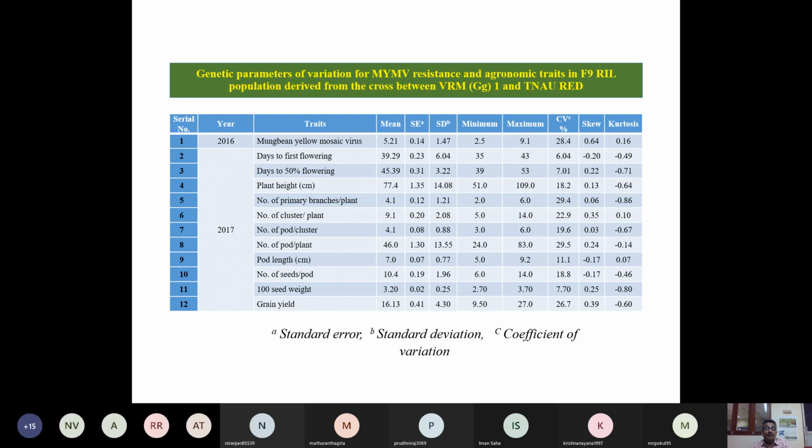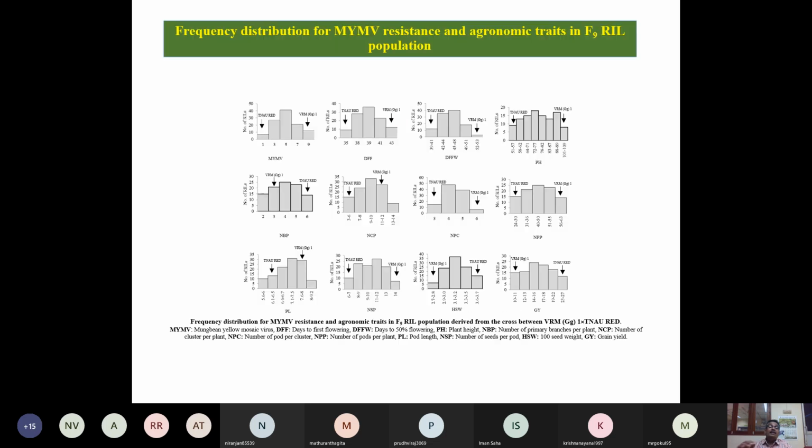These are the key characters scored in both seasons, 2016 and 2017. We look at the CV, skewness, kurtosis, and also the mean. So these are all the characters when you look at the season. And again, look at the frequency distribution too, because not only MYMV we mapped, but other characters like flowering, pod characters and seed characters, many things we recorded. So we want to map them.